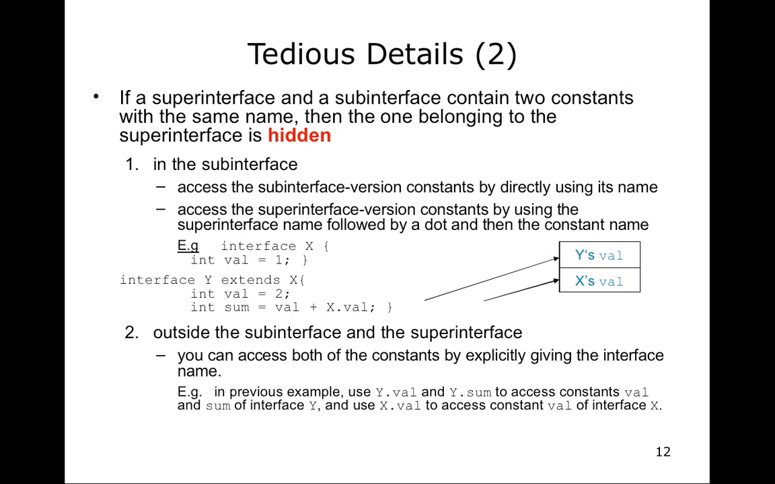So in the subinterface, you access the subinterface's version of the constants by directly using its name. It's dot resolution, if you want to use that terminology for it. You can access the super interface's version of the constants by the super interface name followed by the dot. This is what we just looked at in the previous slide, getting into the concept of the hiding aspect. Outside the super interface and the sub interface, you can actually do the same thing. You can use the dots again on it.